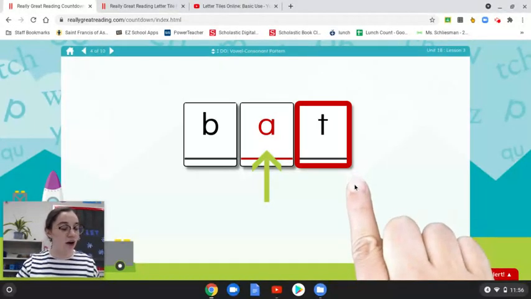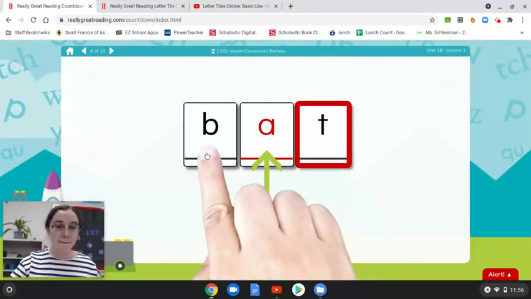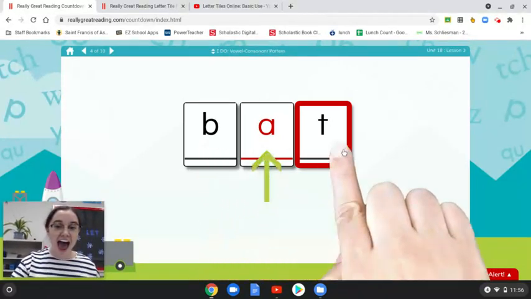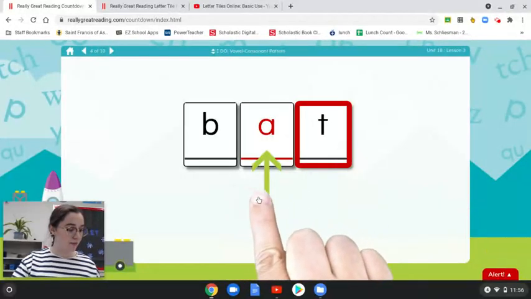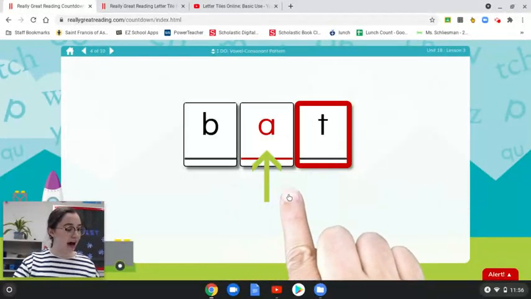When we see this vowel consonant pattern, it means that most of the time the vowel will say its short vowel sound. So this word is b, a, t, bat. The vowel letter A says its short sound, a, because it's part of a vowel consonant pattern. Remember that A is the short A sound, like an A apple. Let's try another word.